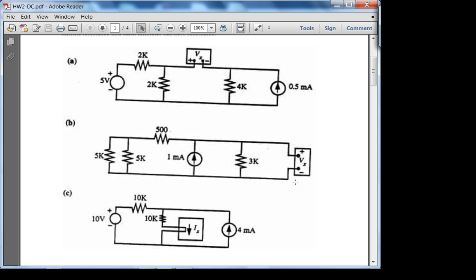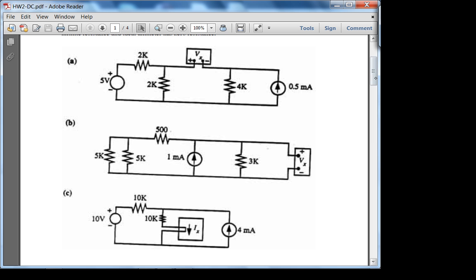The voltage here is 3K times 0.5 milliamps, which is 1.5 volts. How did I do that? 5K in parallel with 5K is what? 2.5K. 2.5K in series with 0.5K is what? 3K. 3K in parallel with 3K, the 1 milliamp splits equally, half a milliamp. Half a milliamp times 3K is 1.5 volts. If you're not this quick by the end of next week, I'm serious. Talk to me.